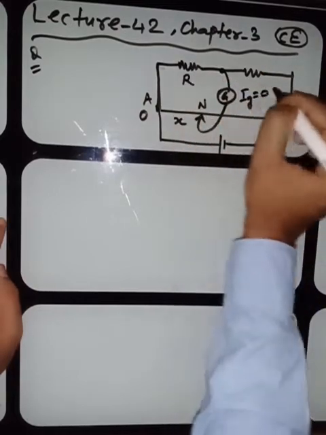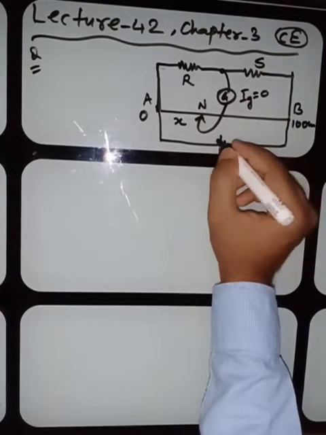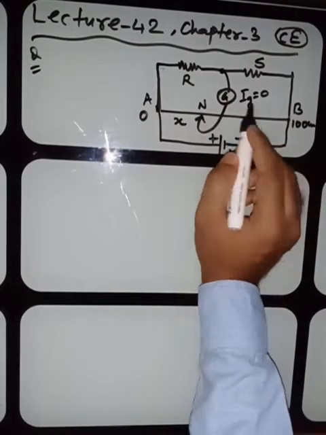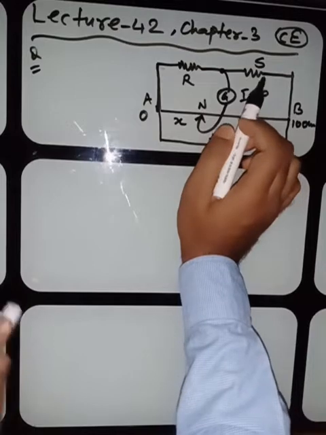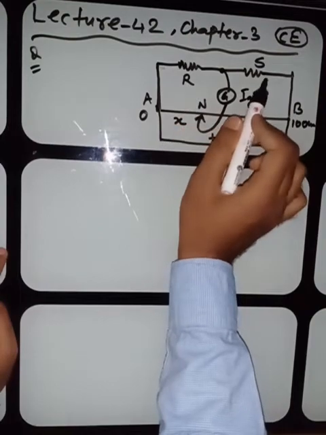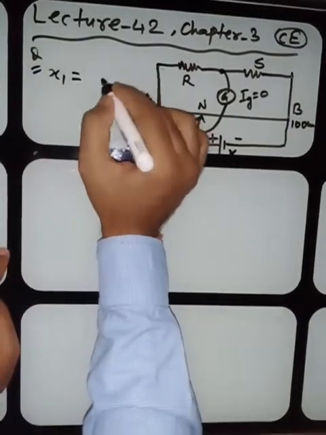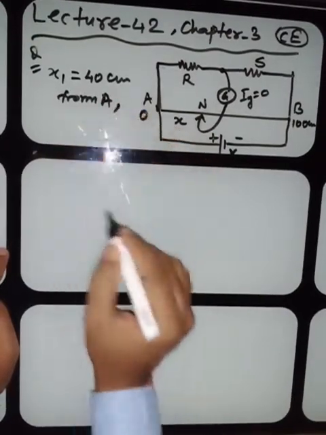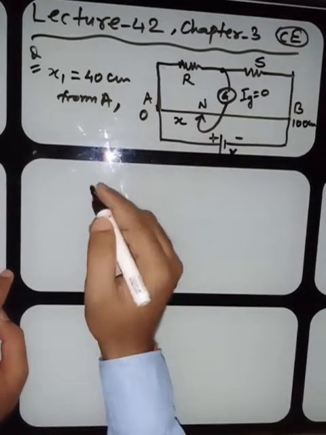Now suppose the resistances R and S are connected at the two gaps. In the meter bridge experiment, this is the terminal, plus minus voltage V. In the meter bridge experiment, we take one known resistance and then we find the other unknown value. So in this question, using these two resistances R and S, we find the balance length. Suppose the first balance length is 40 centimeter from A.